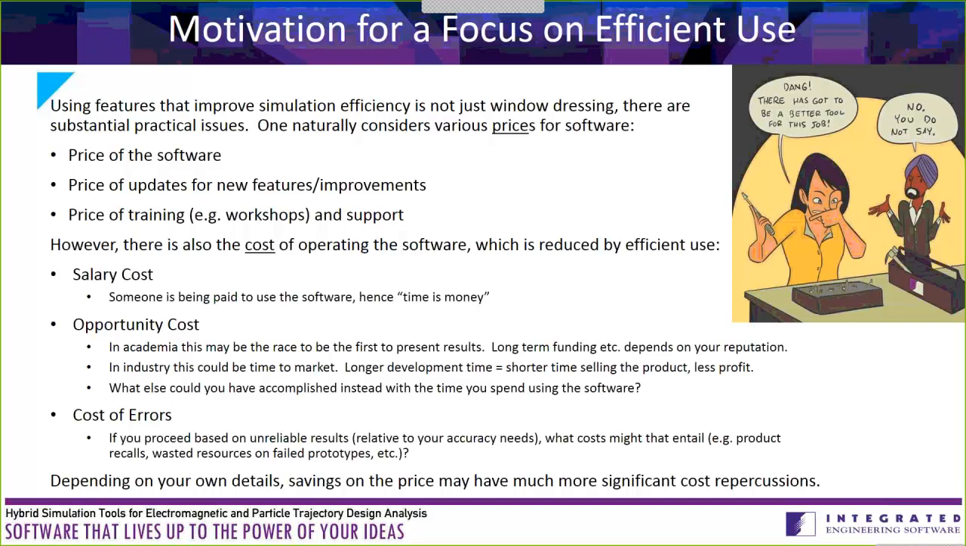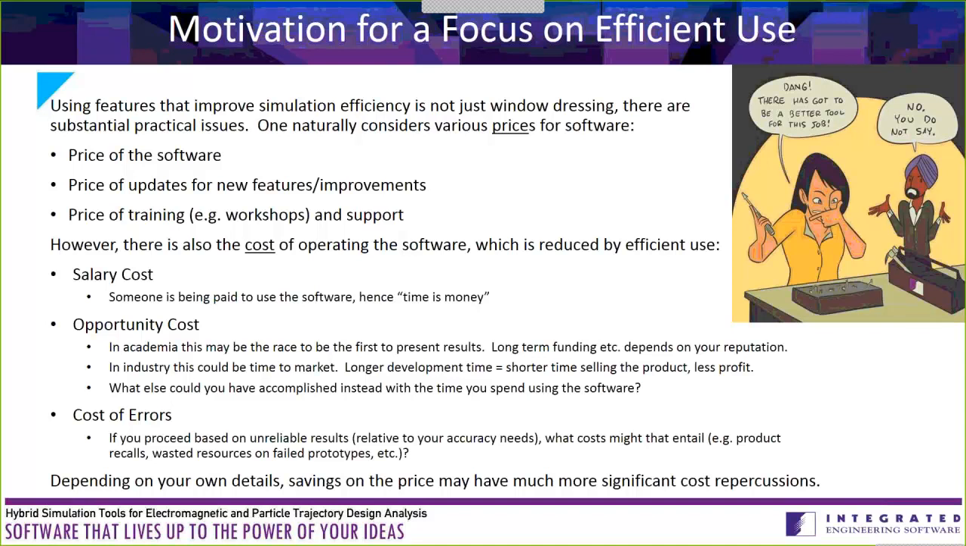Besides salary, there's what's called opportunity costs, and in academia, this is simply wanting to be the first to present results. In industry, this is typically time to market. So the longer your development time, the shorter the time you have selling. And sales being X amount per month, every month delayed releasing something is a month of lost sales. There's also the question of what else you could have accomplished with your engineering design staff in the time that you spend using the software. That's lost opportunity.